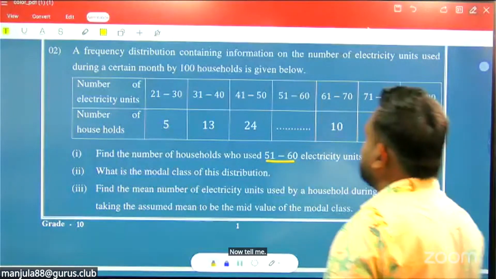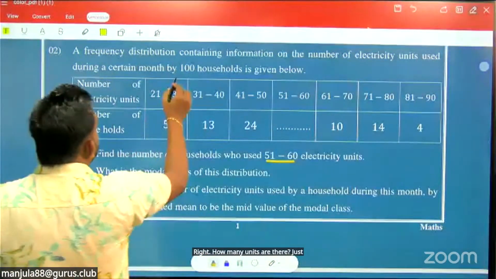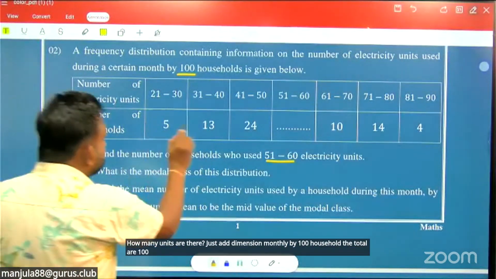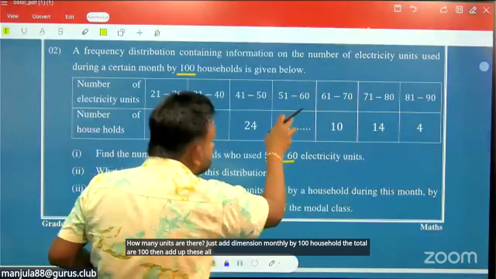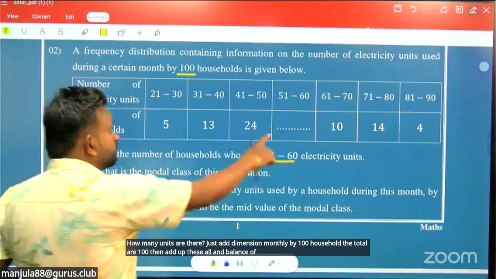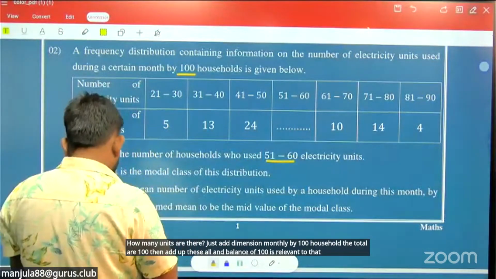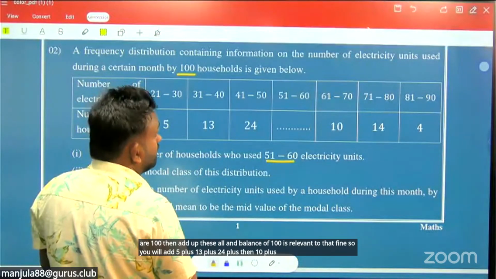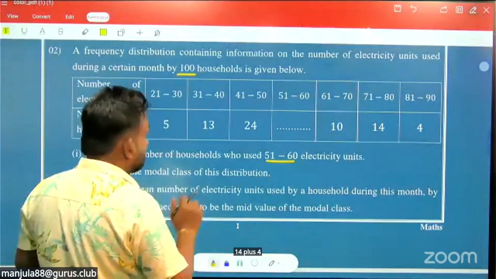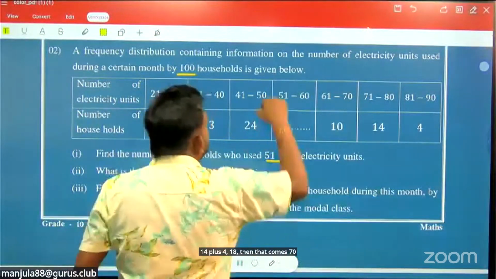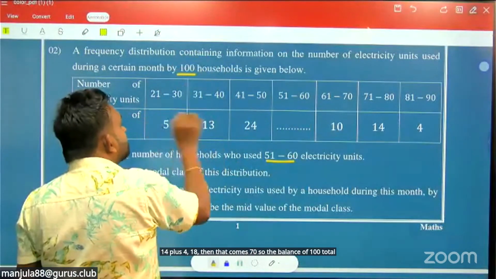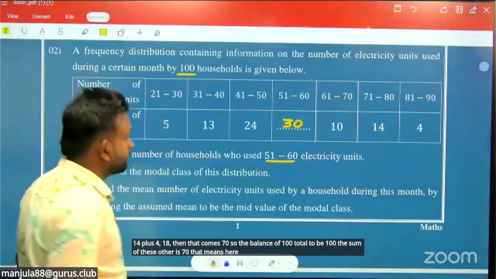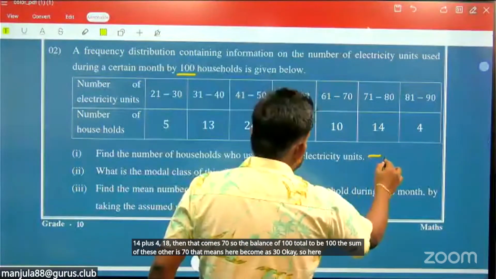How many are there? Just add. They mention the units were used monthly by 100 households, so the total is 100. Then add up all the others and the balance of 100 is relevant to that class. So you add 5 plus 13 plus 24 plus 10 plus 14 plus 4, that comes to 70. The total is 100 and the sum of the others is 70, so that means the missing value becomes 30. Here you have 1 mark.